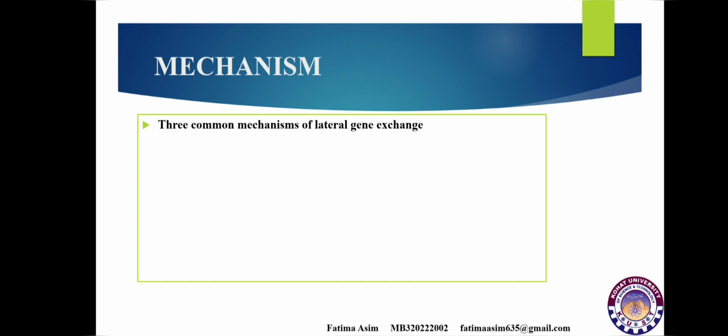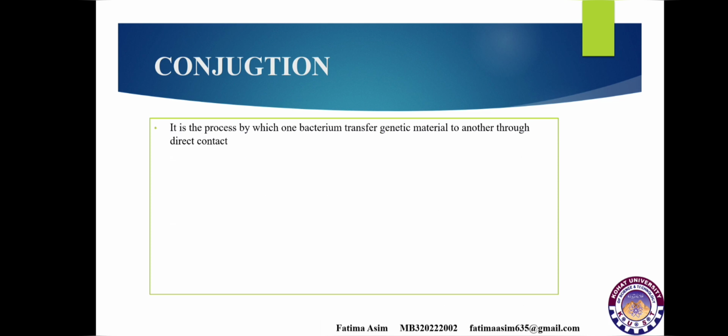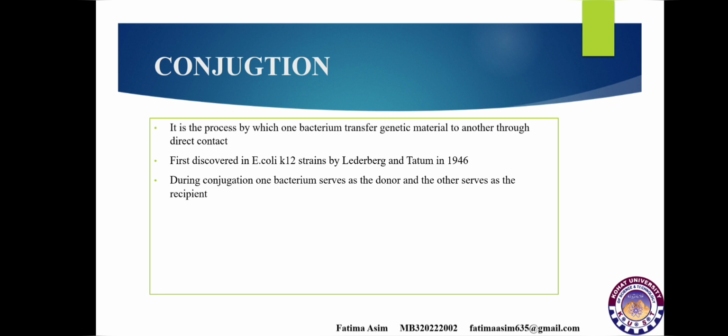Mechanism. Three common mechanisms of bacterial gene exchange are conjugation, transduction, and transformation. First, we will discuss conjugation. Conjugation is the process by which one bacterium transfers genetic material to another by direct contact. Conjugation was first discovered in E. coli K12 strain in 1946. During conjugation, one bacterium serves as the donor while the other serves as the recipient.